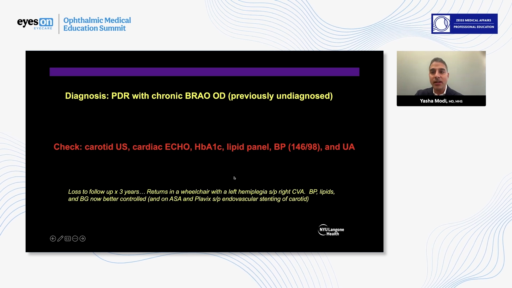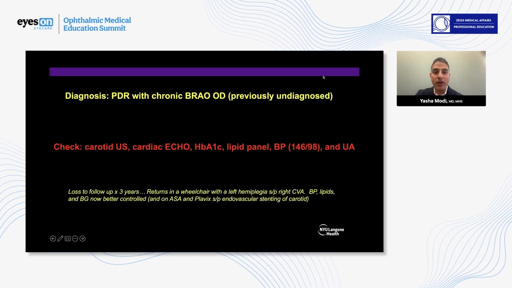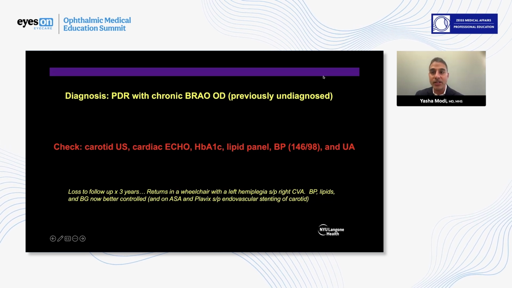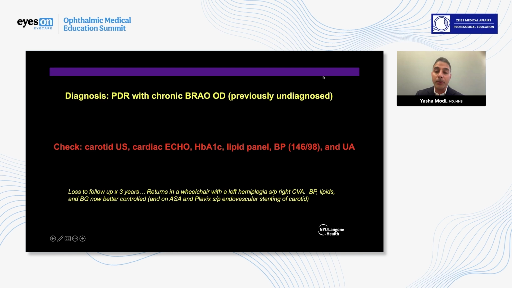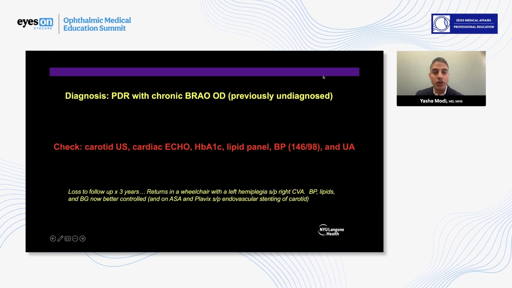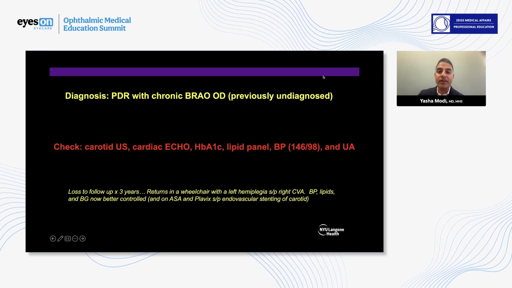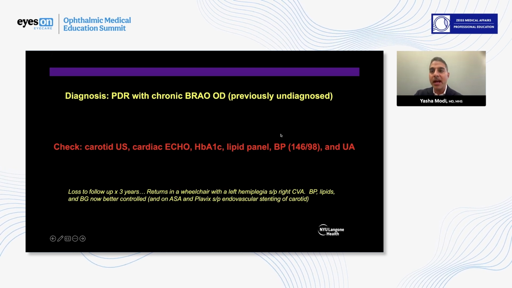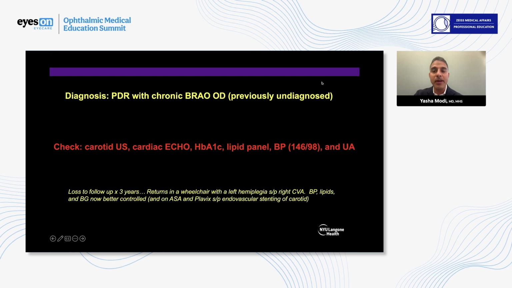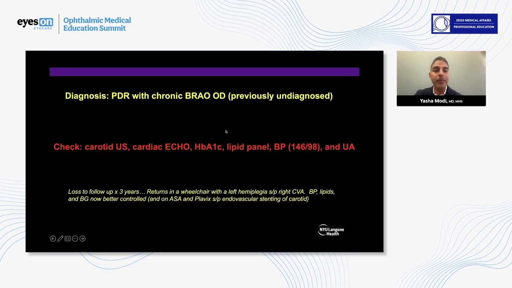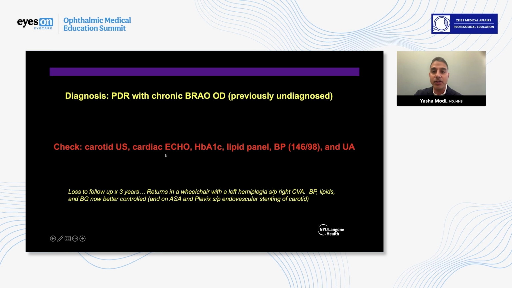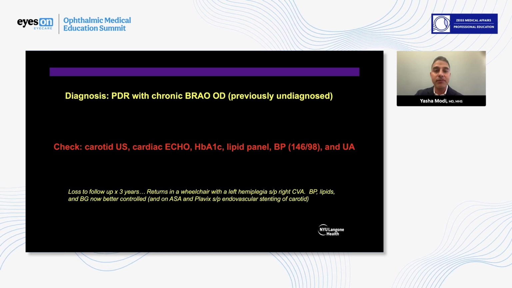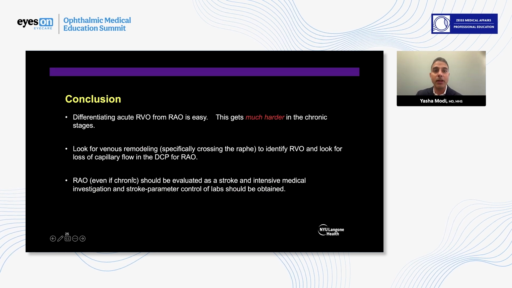Unfortunately, as we see in a lot of our diabetic patients, this patient was lost to follow-up. She returns in a wheelchair with left hemiplegia after having a right CVA and MCA stroke. Her blood pressure, lipids, and blood glucose are now better controlled, and she's on aspirin and Plavix after undergoing endovascular stenting of her carotid. Arguably, we may not have been able to prevent this, but had we concluded this workup, we might have identified that she needed endovascular stenting prior to her CVA. So identifying these differentiating features can have really significant clinical import.